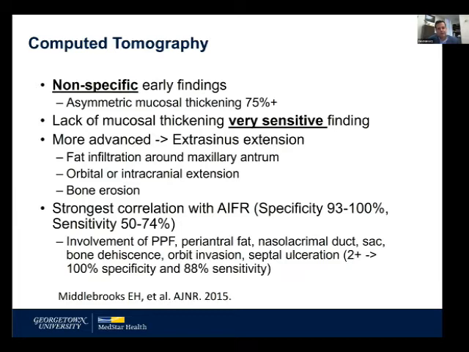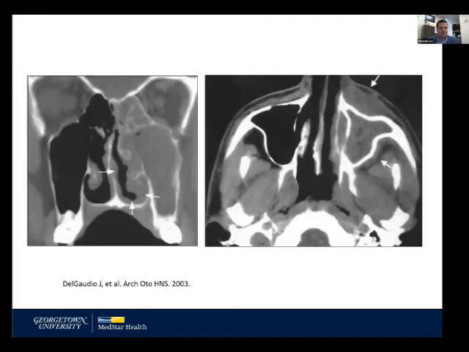The strongest correlation from an imaging standpoint is when it involves multiple components. So when it involves the pterygopalatine fossa, the perimaxillary fat, the nasolacrimal duct, orbital invasion or bony dehiscence, and septal ulceration, the specificity and sensitivity really jump up when you have 2 or more of these, and that can be helpful in paring that down, often from your neuroradiologist standpoint.